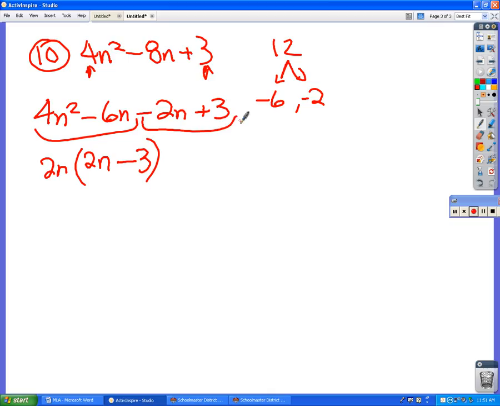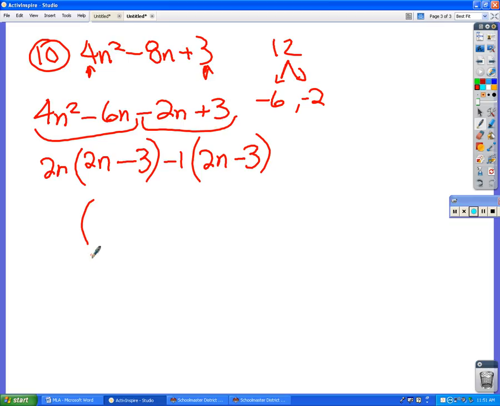And then this is probably where it becomes a little bit tricky, because what can I factor out of these two things? I'm going to take out a negative 1, which is kind of a weird thing to do. Negative 1 times what is negative 2n? Positive 2n. And negative 1 times negative 3 is positive 3. I can't just take out a 1, because then they won't match, because I would have negative 2n plus 3. So I have to take out a negative 1 to switch the sign so that it works.